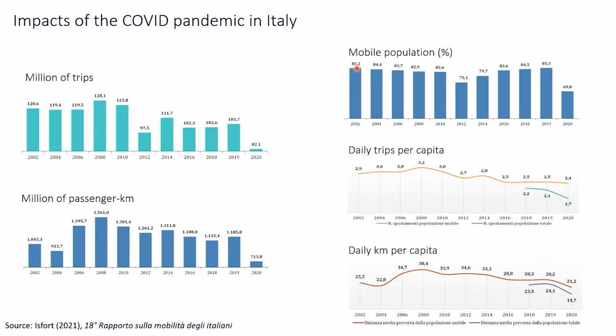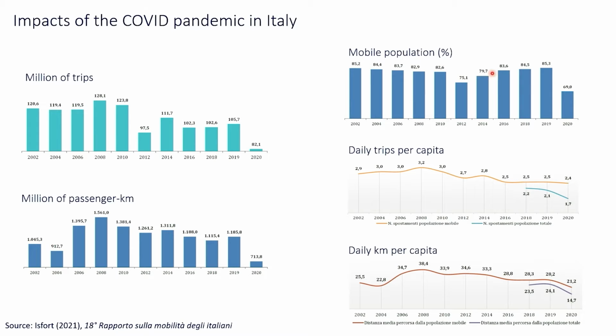That's because of a reduction in the mobile population, in the percentage of people who move at least once a day. That had remained stable between 80 and 85%, and it dropped below 70%. That's not enough. Fewer people move, but they move fewer times a day and for a shorter distance. That justifies that 40% drop in mobility in Italy. We don't yet know about 2021, but apparently there has been a recovery, but we're still far from 2019.